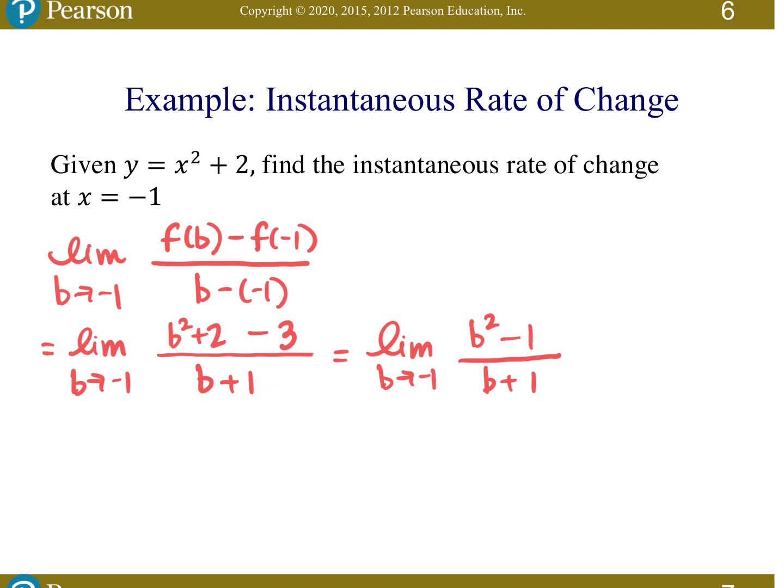There's more algebra to be done. We talked about all those algebraic strategies. Will we be doing factoring? Will we be doing common denominators? Will we be doing dividing? So this is an opportunity for you to factor. The numerator will become b minus 1, b plus 1 over b plus 1. Now it can reduce.